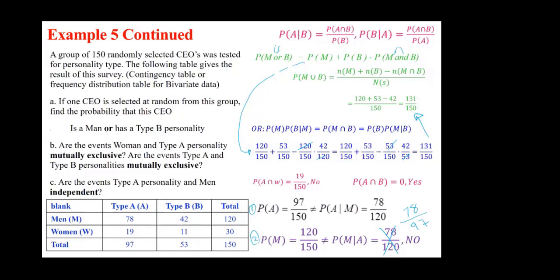As I mentioned, I want to show you both so you can see how we arrive at the answer. So this is the proof that they are not independent. Type A personality and men, those events are not independent. Okay, that's a proof. We're going to move on to the next example.